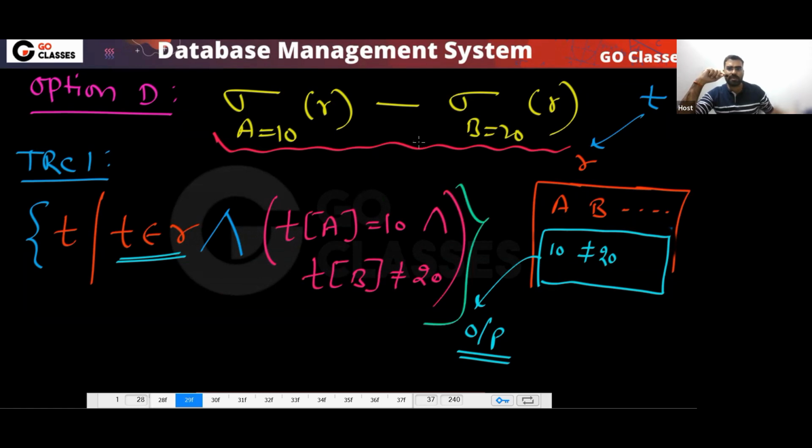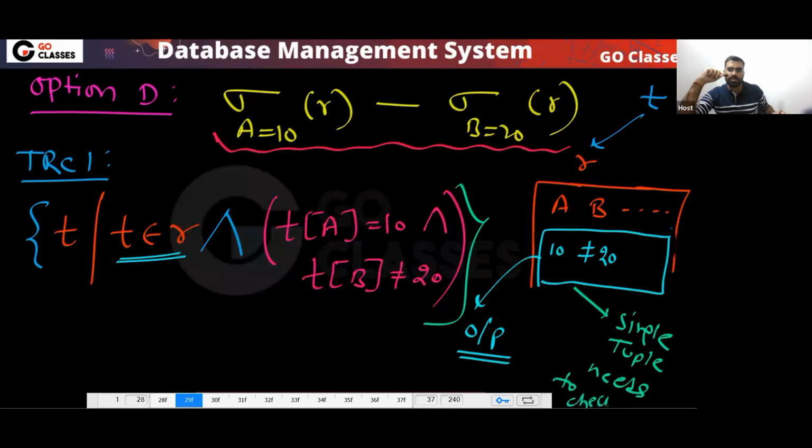This is your tuple variable TRC. Yes or no? You don't have to take any other variable. A single tuple is all we have to check. Single tuple needs to be checked, yes or no?